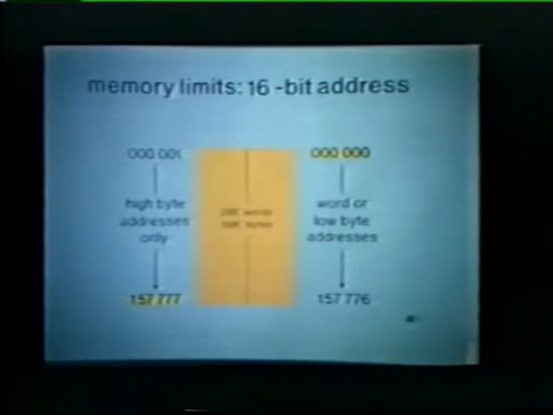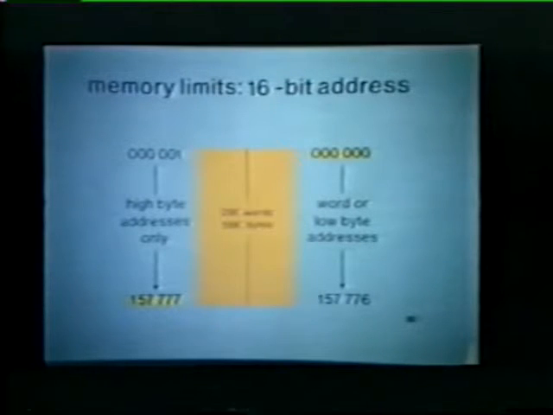Here, we see the address limits for memory. With a 16-bit address, our memory space begins at 0 and increases to a maximum memory address of 157777. This memory space provides storage for up to 28K words or 56K bytes. Remember, words and low bytes use even-numbered addresses. High bytes always use odd-numbered addresses.